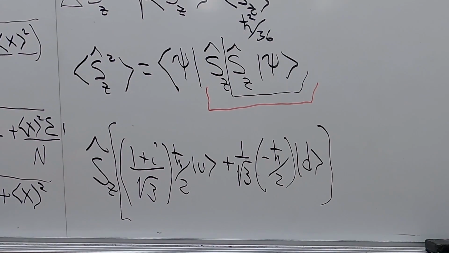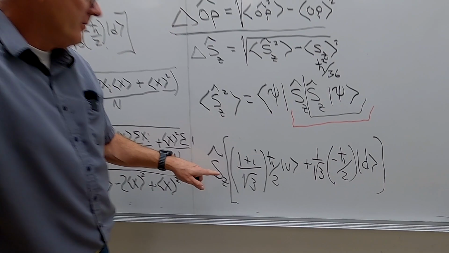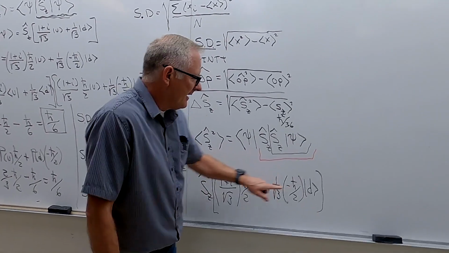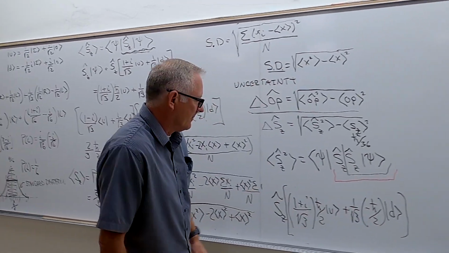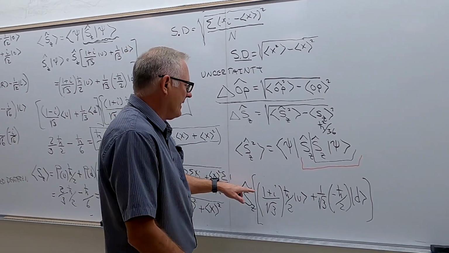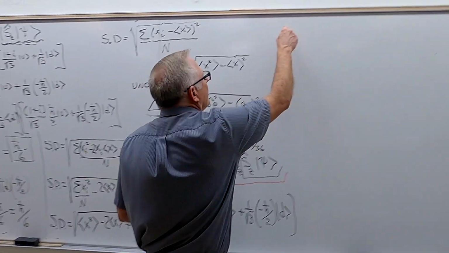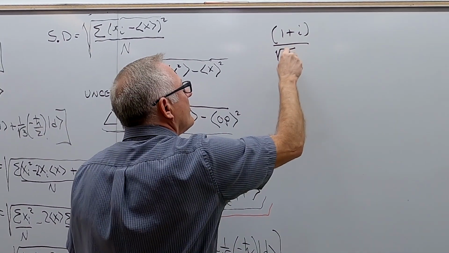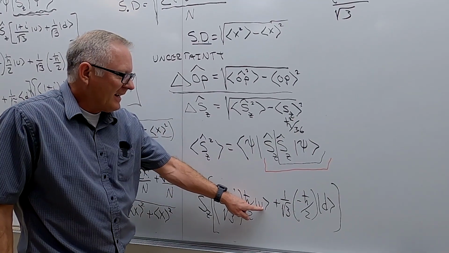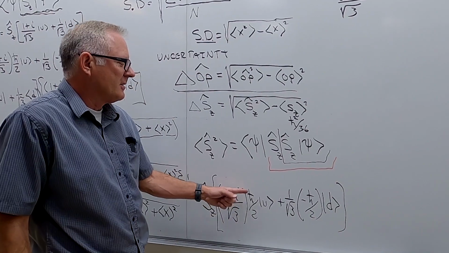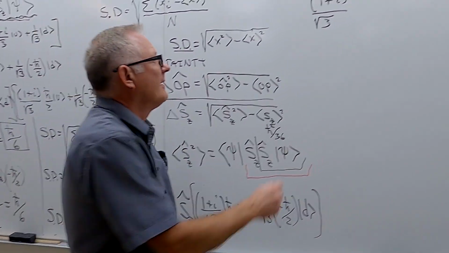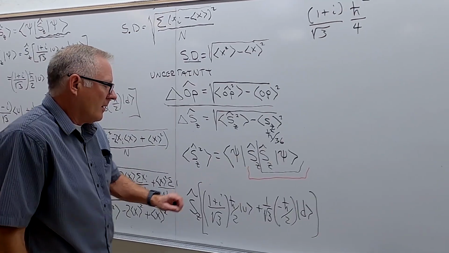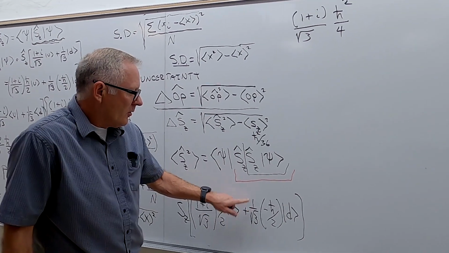Okay, so now I just want to do this again to it. We already know that S sub z on up gives me another h bar over 2, and S sub z on down gives me another minus h bar over 2. So by plugging this in, we're going to end up with 1 plus i, all over the square root of 3. When I do this, I get an h bar over 2, but I have another one, so it's going to be h bar squared over 4. And then plus 1 over the square root of 3.